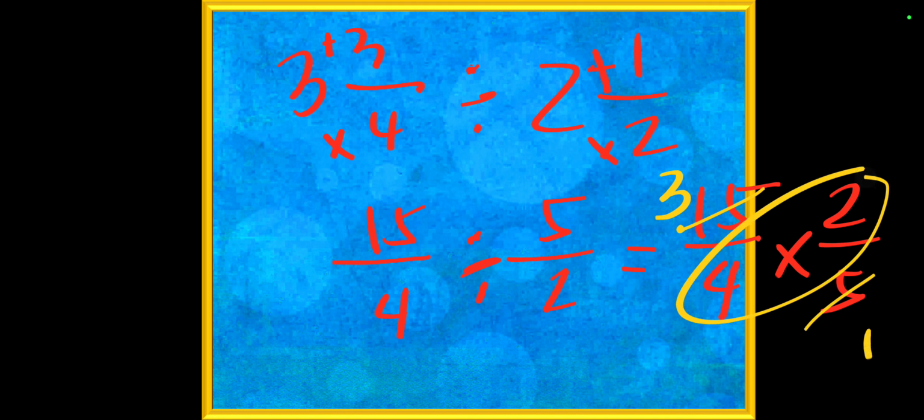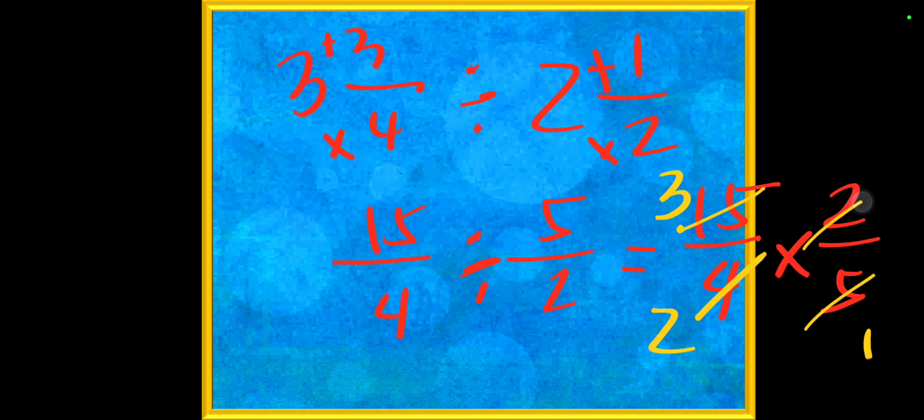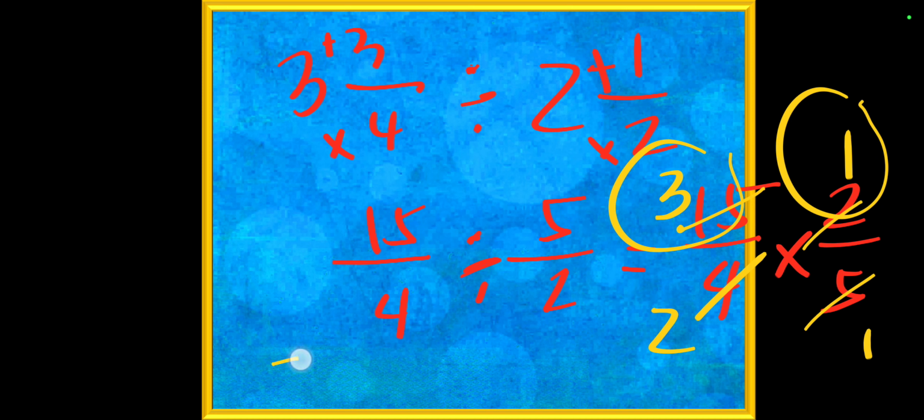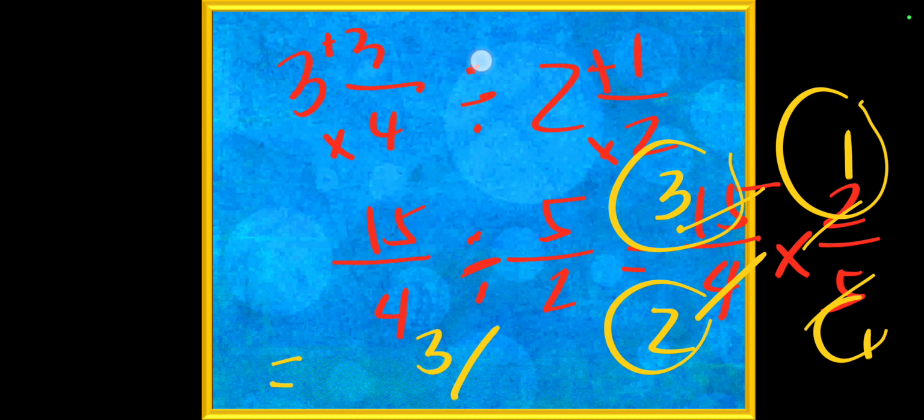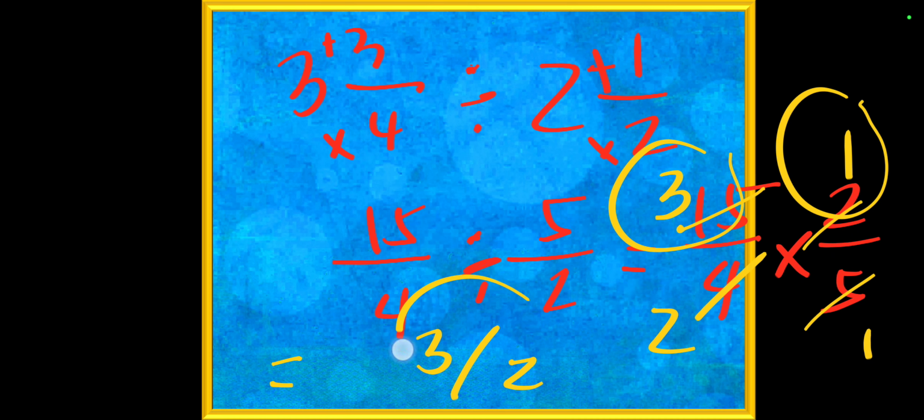How about this? The GCF is 2. So 4 divided by 2, it's 2. 2 divided by 2, it's 1. So you now have 3 times 1. The answer is 3 over, and then 2 times 1, it's 2. So 3 halves is the answer. So if your answer is 3 halves, what are we gonna do with this? Make that one into a mixed number. So 1 and 1/2. That is your final answer.